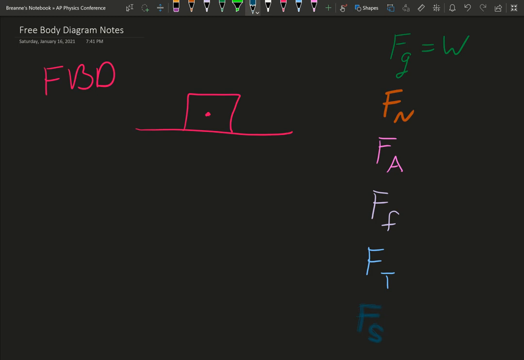So if we have a box that's just sitting there, what forces are acting on it? Hopefully you're like, force of gravity! Because force of gravity is on everything, and it points straight down. You want to label your forces so you don't get confused. Now, the box is sitting on a floor or a table or something. Since it's sitting on something, it has a force of normal. And those are the only two forces affecting a box that's just sitting there.